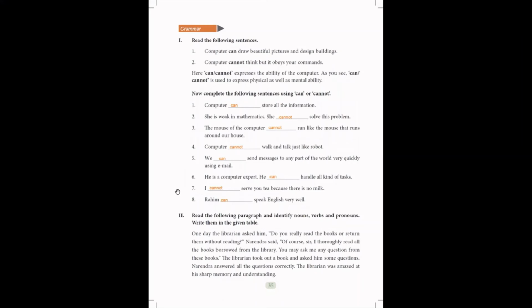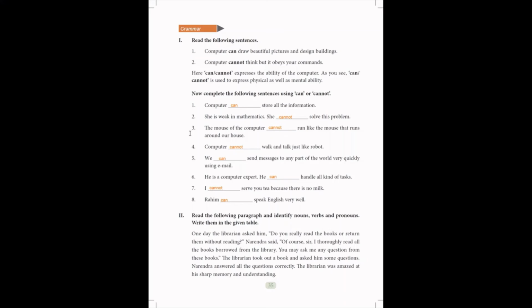Okay, now we are moving on to the grammar part of the exercise. First one is, read the following sentences. I'll read the sentence. First sentence is, computer can draw beautiful pictures and design buildings. Next one is, computer cannot think but it obeys your commands. So here, can or cannot expresses the ability of the computer. As you see, can and cannot are used to express physical as well as mental ability. Now we will complete the following sentences using can or cannot.